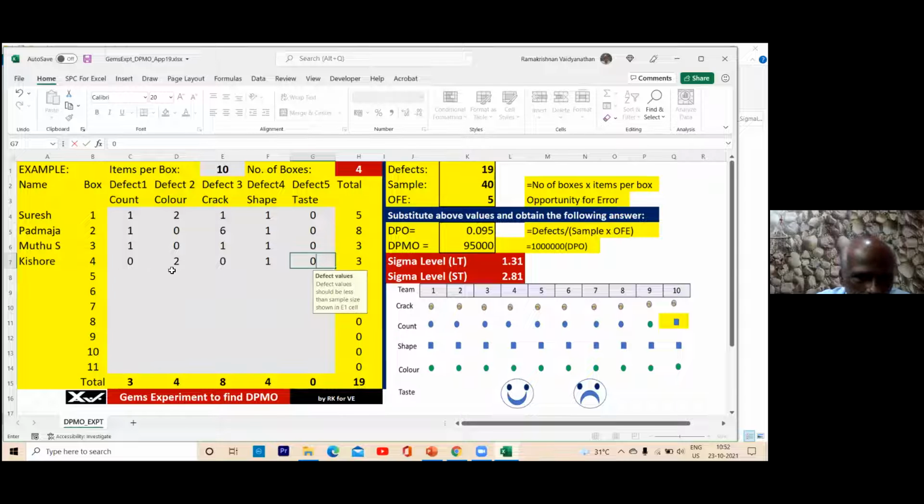Okay, now you see here, 4 boxes open. 4 into 10 is 40. Samples are 40. Defects are 19. OFE is 5. Therefore, DPO is 19 defects divided by 40 into 5. That is 0.095. So DPMO is multiplied by 1 million. It is 95,000. Sigma level accordingly changes.